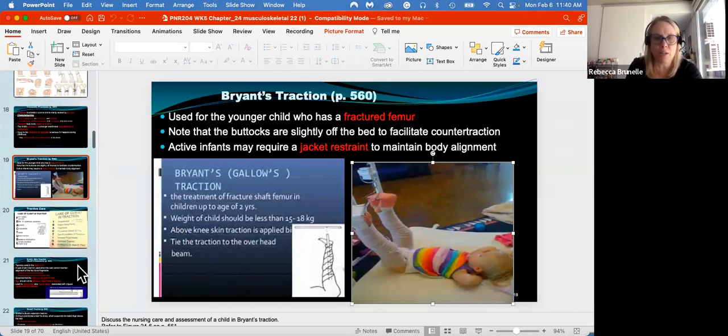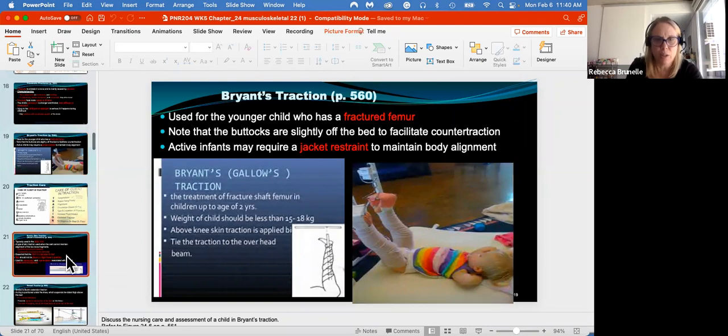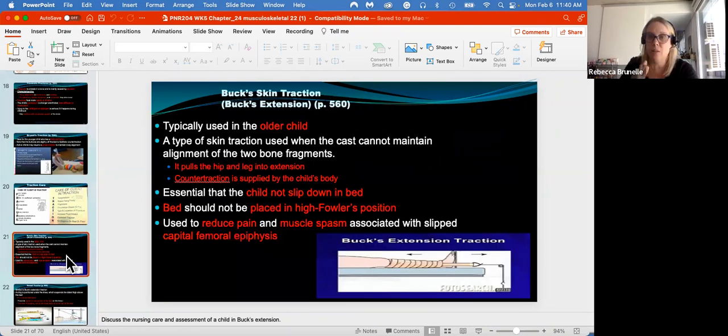And then there's another type of traction that's called Buck's traction, and this is for your older kid. It can still be used for femurs. In Buck's traction, their leg is flat with their heel a little bit elevated, and you're pulling the bone in opposite directions to align it. The weights are going to be hanging off the bed here.